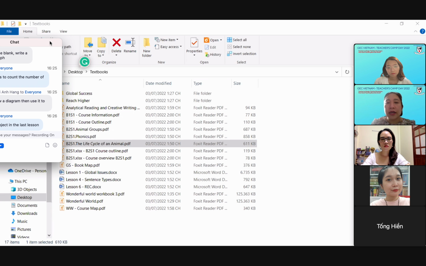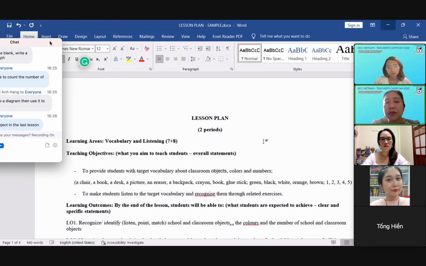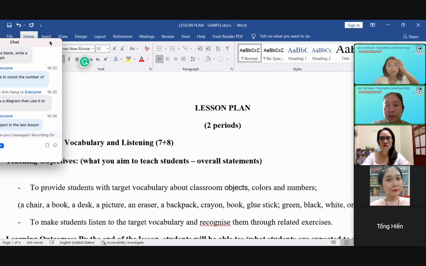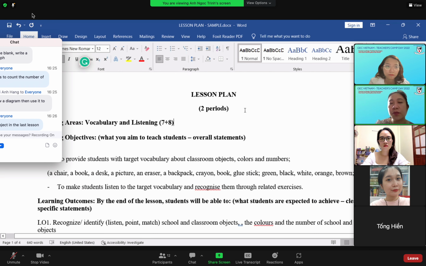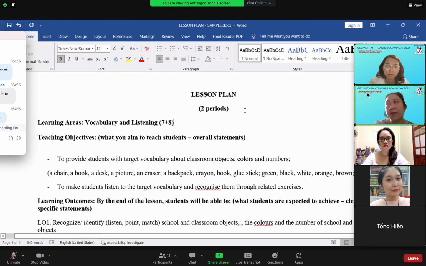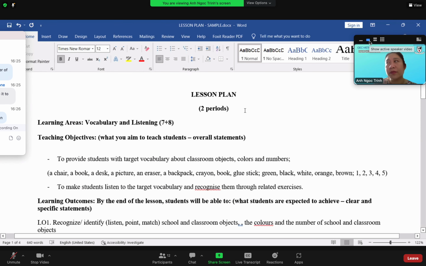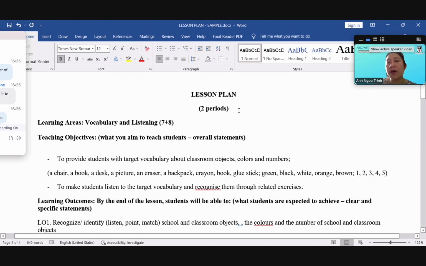Okay, here is a lesson plan, for example. In here, I have a lesson plan of 2 periods, about 35 minutes for a period. And the learning areas I focus on here are vocabulary and listening.